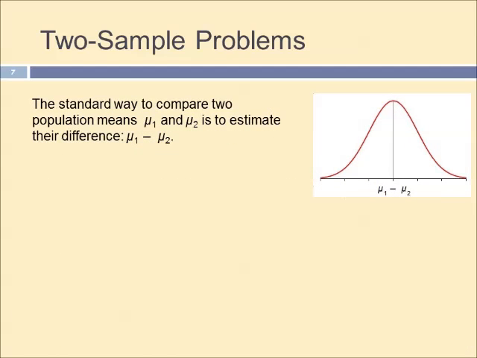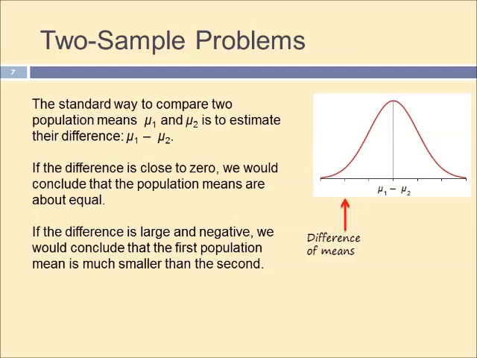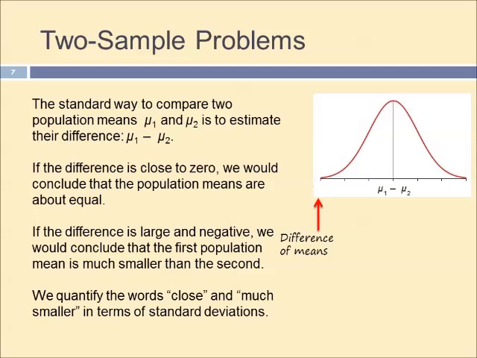The standard way to compare two population means is to estimate their difference. If the difference is close to 0, we would conclude that the population means are about equal. If the difference is large and negative, we would conclude that the first population mean is much smaller than the second. Of course, we quantify the words close and much smaller in terms of standard deviations.